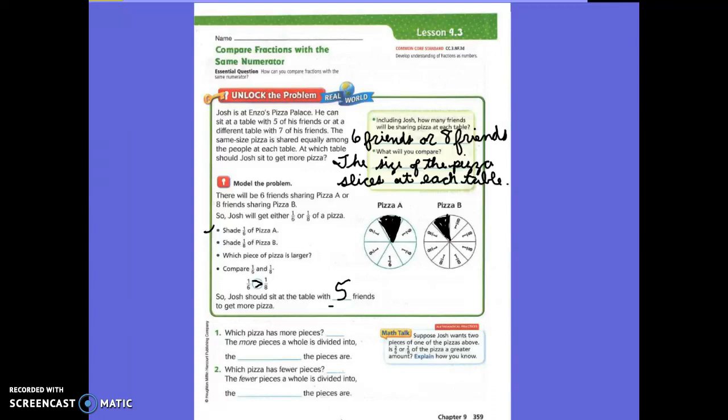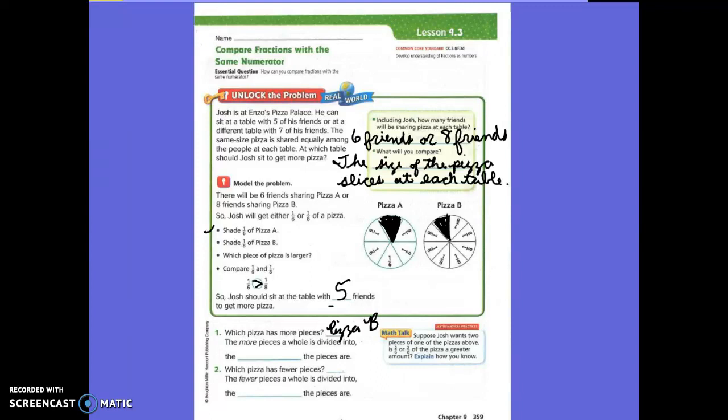Number 1. Which pizza has more pieces? Cooper? Pizza B? Okay. I guess we could have just put B. You just put B, I'm fine.